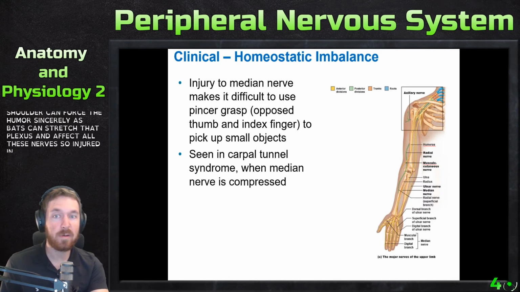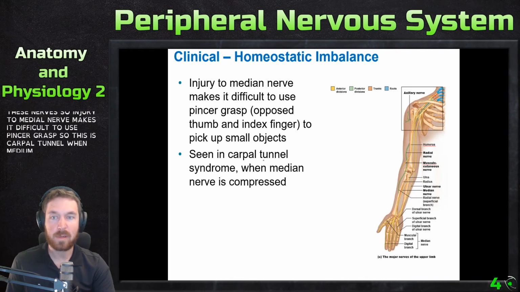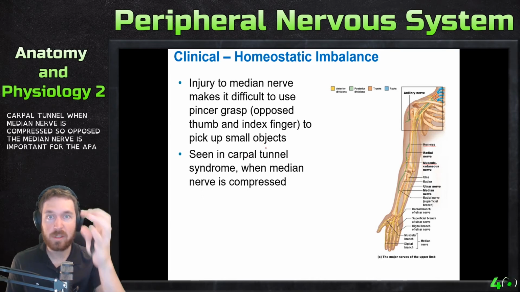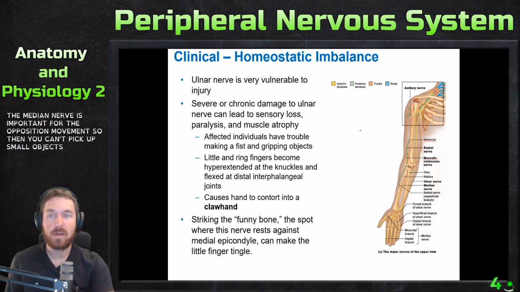Injury to the median nerve makes it difficult to use pincer grip. This is carpal tunnel, when the median nerve is compressed. The median nerve is important for the opposition movement of the thumb. Then you can't pick up small objects.